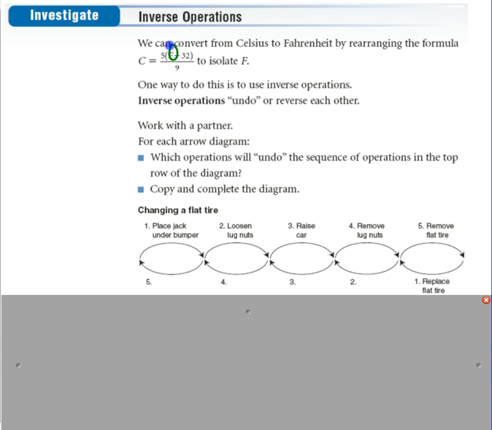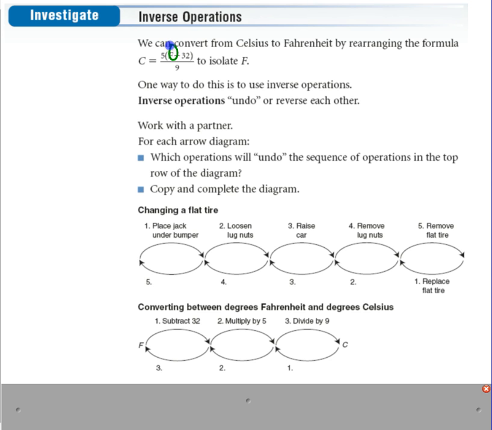So it's a very similar idea here. When we look at what's being done to Fahrenheit, first we're subtracting 32, then we're multiplying by 5, then we're dividing by 9. All those steps convert the Fahrenheit into the Celsius. If we have the Celsius and we want to get back the Fahrenheit, we would start by doing the opposite of each of these steps. And we'll look at that in class tomorrow.